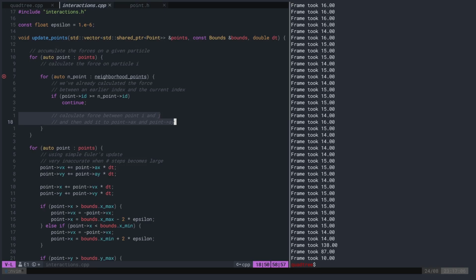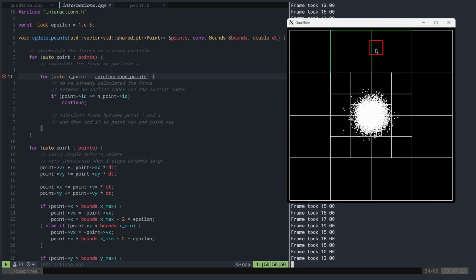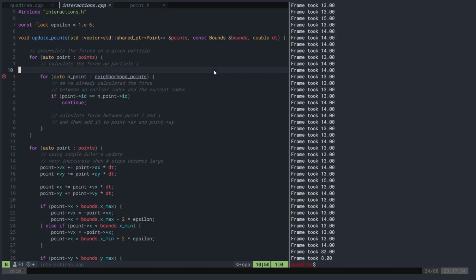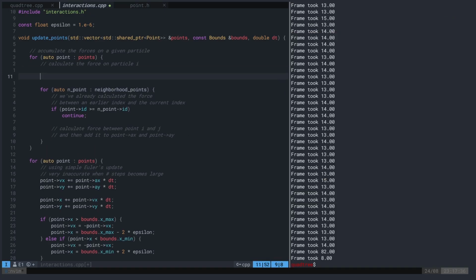So now all that's left to do is to actually figure out what this neighborhood of points is. And for that, we need the QuadTree, because if you remember, we have a way to query all of the particles within a neighborhood. In this case, the neighborhood is defined by this red box. So here, for this point, we just need to define a neighborhood that we're interested in, where the force will actually be meaningful, and then fetch all the points within that neighborhood. So let's first define that neighborhood.